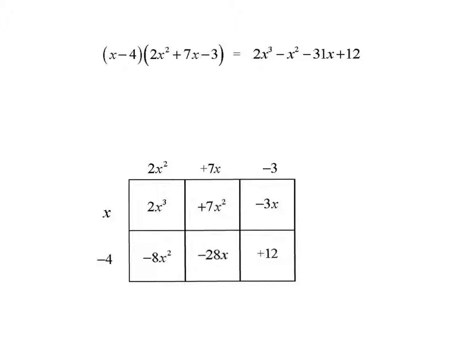When a box is done correctly, the highest degree term will always be in the upper left-hand corner. These two will be like terms that can be combined, as will these two, and then the constant term will end up in the bottom right corner. With all of that in mind, we're ready now to turn the page and try division.